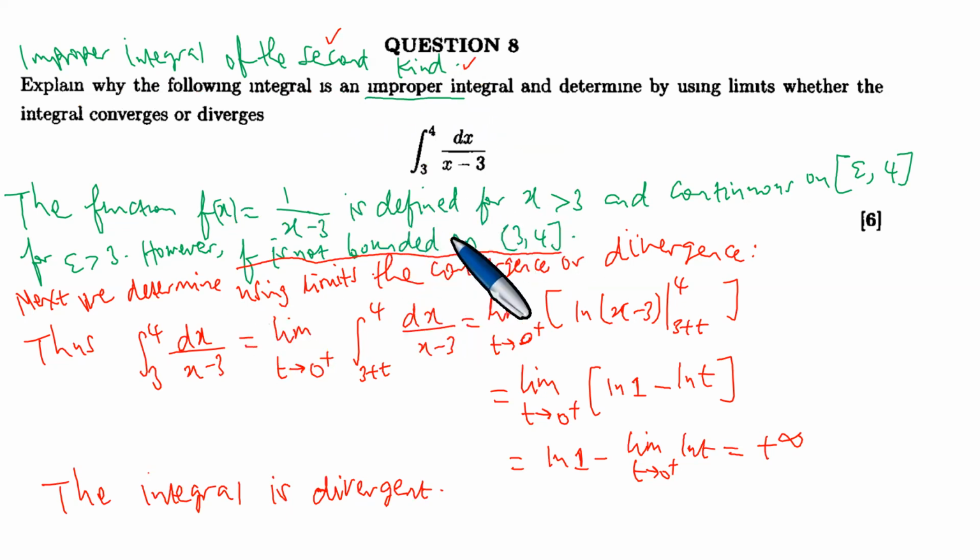Okay, that the function is unbounded. Next, we determine using limits the convergence or divergence, and we've just done that. Okay. Next, we solve more problems.